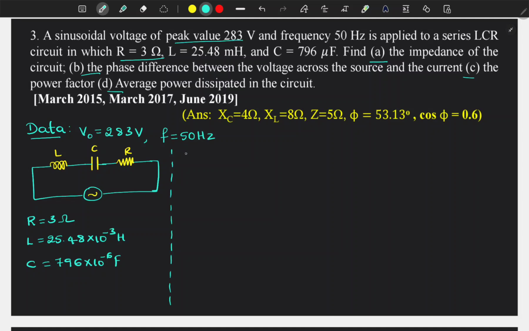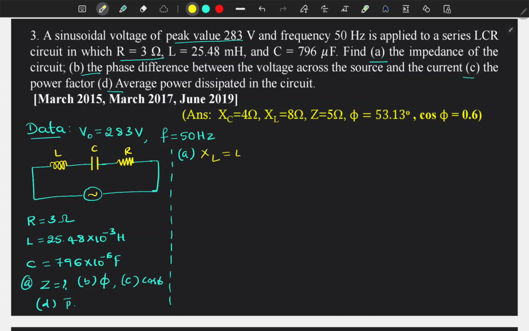Here first one, that is impedance, is how much? We need to find out. Z is equal to how much? Second thing is phase difference, phi value we need to find out. C, power factor, that is cos phi. And last one is average power dissipated. To find out impedance, we need XL value and XC value. First we'll find that.